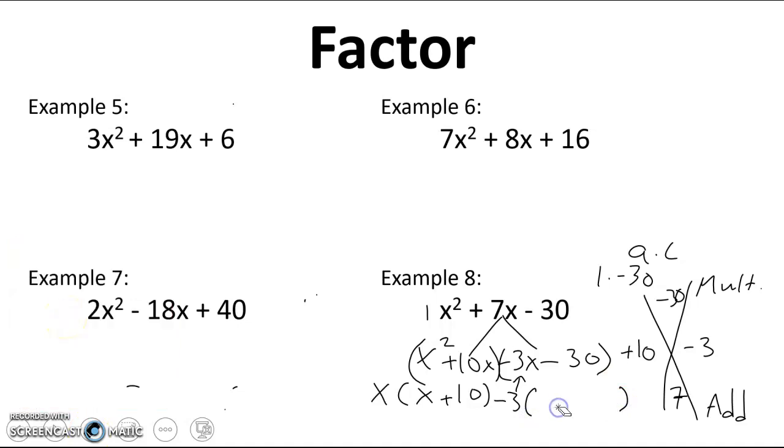Let me erase this real quick. And when I go here, I take out a -3 and I'm left with just x. -30 divided by -3 is going to give me a +10. And from there, that wraps it up.